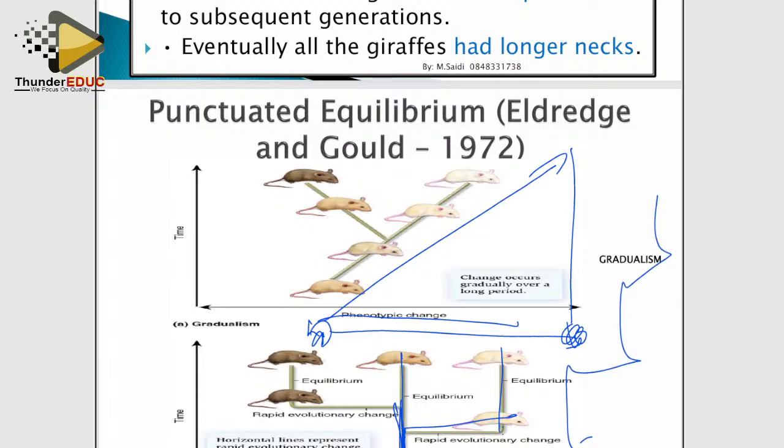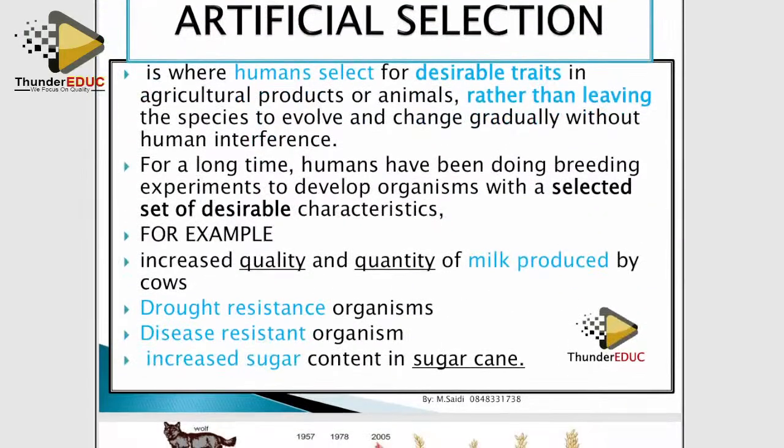It has long periods of no change and short periods of rapid change. So you have to know that. Gradualism requires a lot of time. It has intermediates. You see, here we now have no intermediates, which we call the punctuated equilibrium.